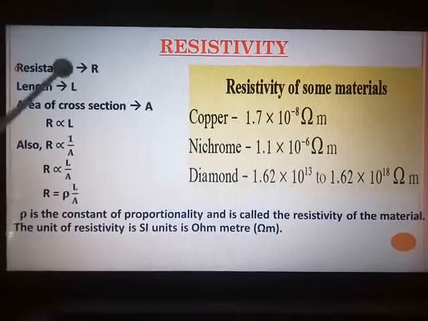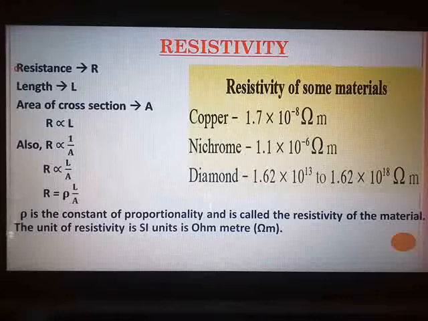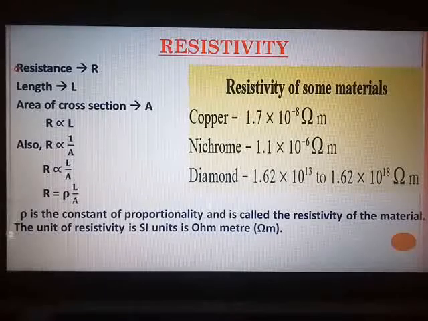This derivation is important. What is resistivity? It is the specific property of the material. Is it different for different materials? Yes, it is different for different materials. What is its unit? Its unit is ohm meter. What is its definition? Resistivity is the resistance of a conductor of unit length and unit area of cross section. All these things you have to remember.